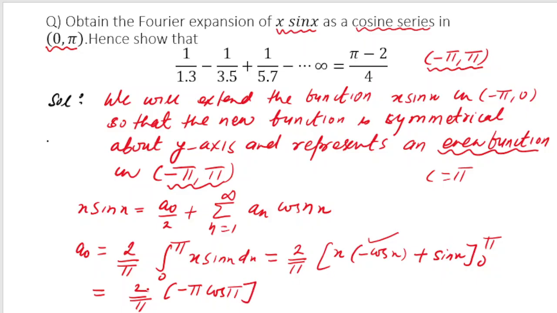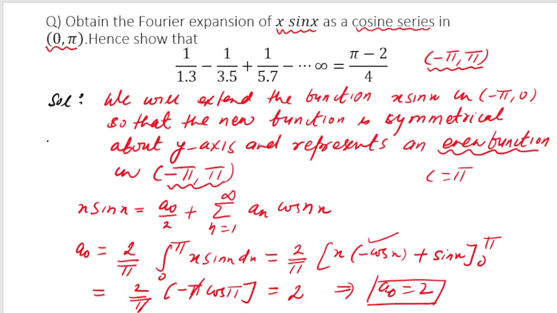So that will be what we will get, and this pi and this pi will get cancelled, and cos pi is actually minus 1. So this minus and minus will become plus. So what I get is 2. So the first coefficient a naught that I have got is equal to 2.